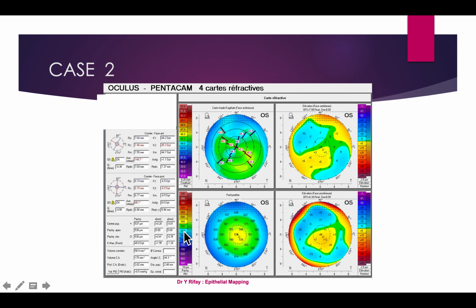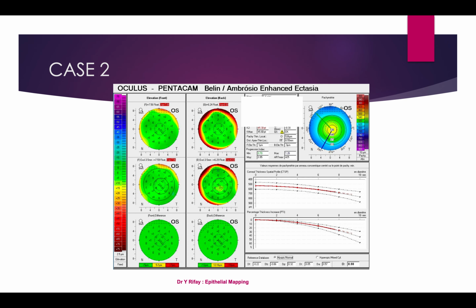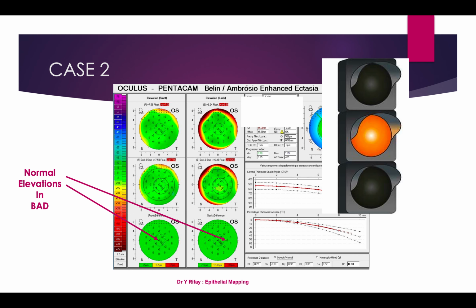So you have small abnormalities, and we can think in this case that it is only a problem of tear film. We have some small abnormalities of elevations, but they are still in the normal range. We have Belin-Ambrosio display, which is normal. So we can think that it is maybe a normal cornea or a borderline cornea.